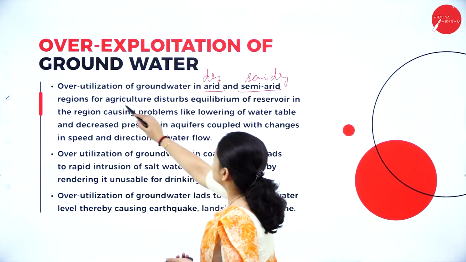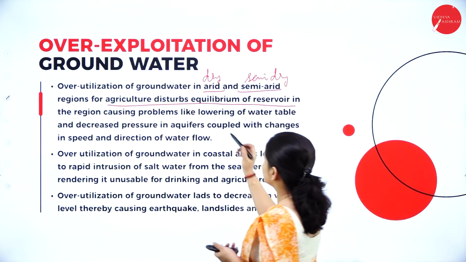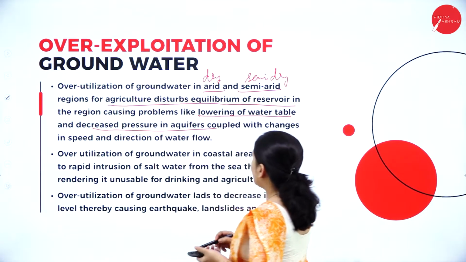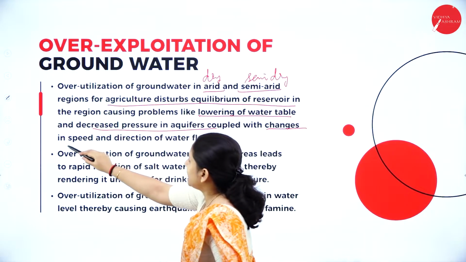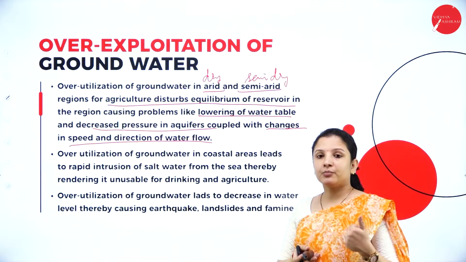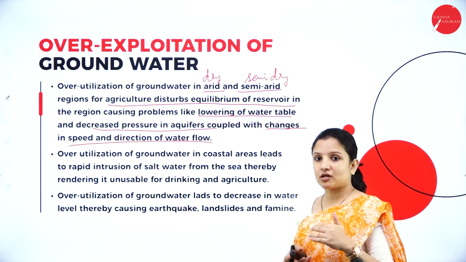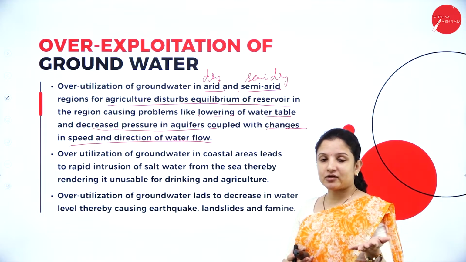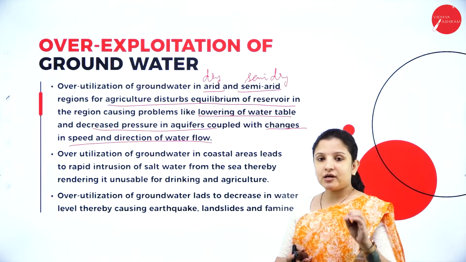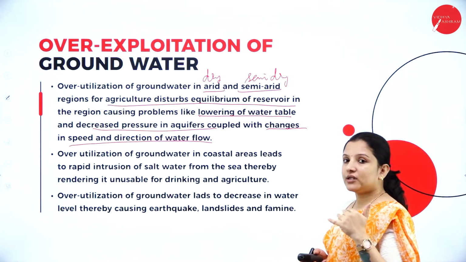For agriculture, this also disturbs the equilibrium of the reservoir in the region, causing problems like lowering of the water table and decreased pressure in the aquifers, along with changes in speed and direction of water flow. There are some areas which are very dry, meaning surface water is not there. At that time, people have to rely on the groundwater. So in dry and semi-dry areas, wherein people completely depend on the groundwater for agriculture, the equilibrium or balance of the groundwater level gets altered.